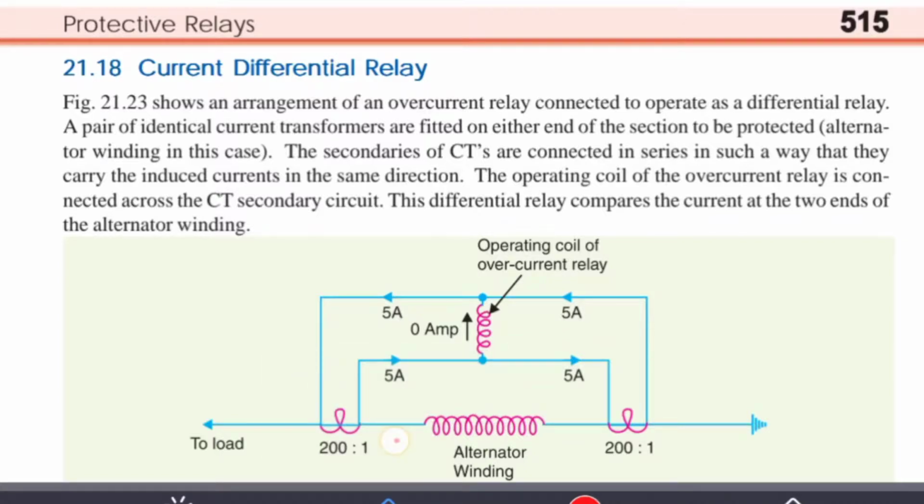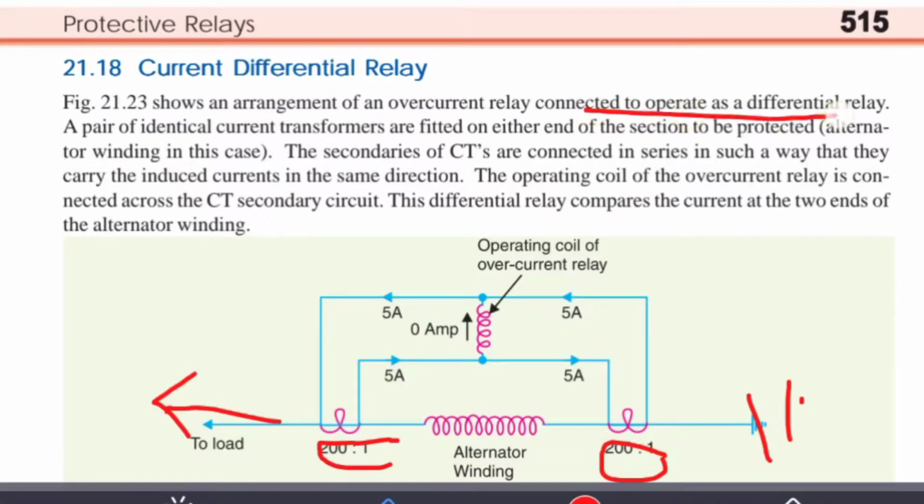between two current transformers, of 200:1 ratio or 500:1 ratio. The alternator is just supplying a load. There is also a neutral or earthing point. Now the two current sources are there. You can see this arrangement of an overcurrent relay connected to operate as a differential relay.